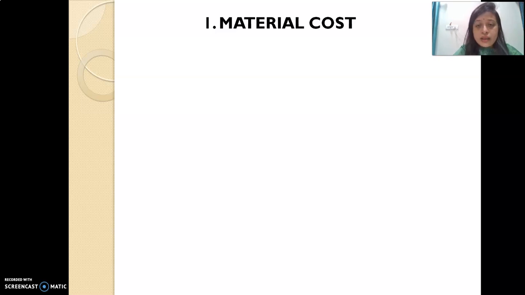Okay, students, as we have learned the direct and indirect costs, we have learned the meaning of direct cost and indirect cost. Now we will explain in detail what direct materials, direct and indirect labor, and direct and indirect expenses are. First is the material cost.